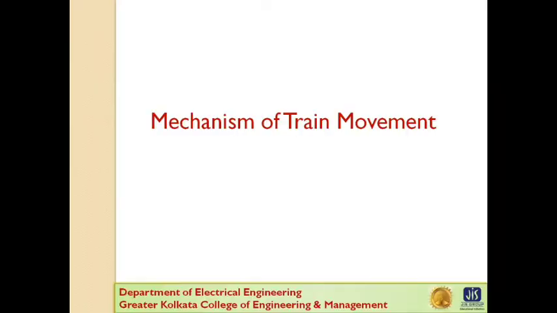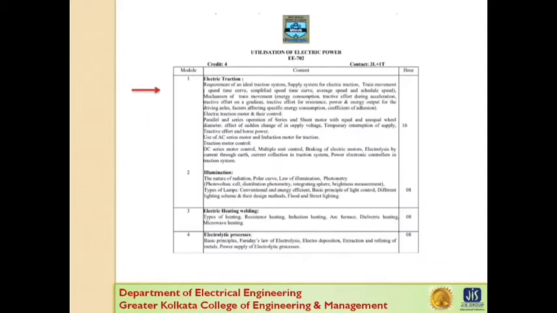In this video, I will discuss the mechanism of train movement. This topic is included in Module 1 of the subject Utilization of Electric Power, and the subject code is EE-702.